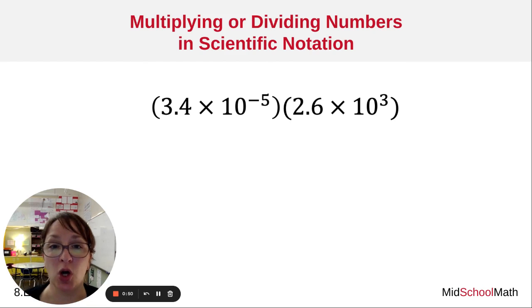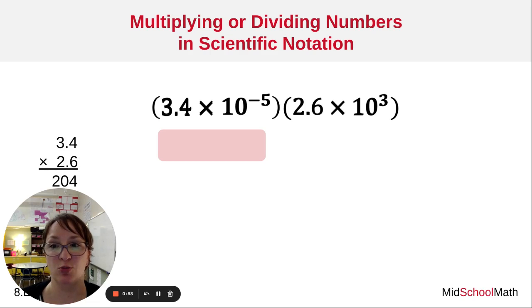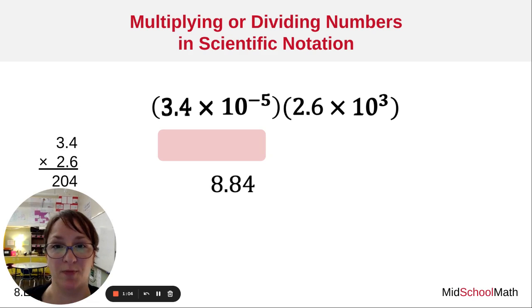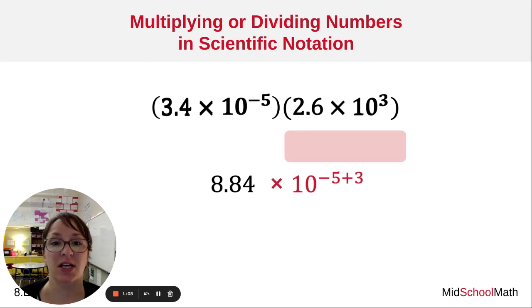So I am going to pull out, using the commutative property, my decimal numbers, my 3.4 and my 2.6. And again, I apologize for my face blocking it, but we get 8.84. And then I'm going to add the exponent powers of -5 and 3 to get a -2. And that is our final answer. It's already in proper form.